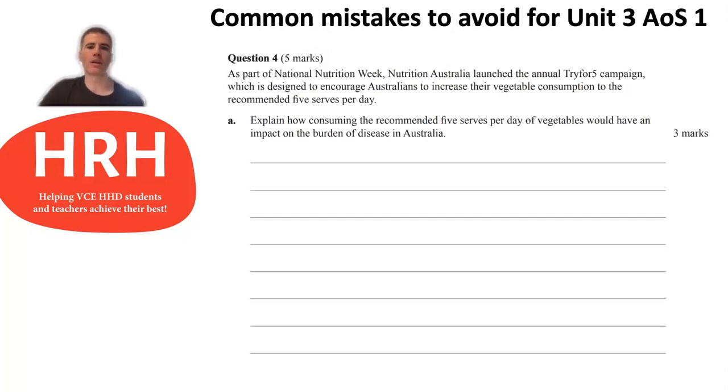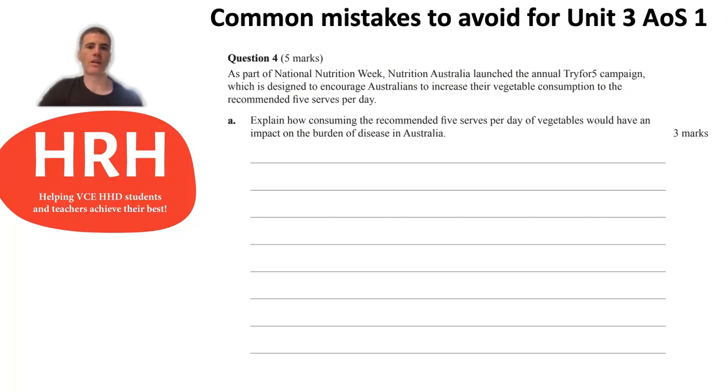So you could say something along the lines of: consuming recommended serves of vegetables means that people are likely to have a high intake of fiber. Then you might say fiber adds bulk to feces and helps to move food through the digestive system, which can help to reduce the risk of dying prematurely, so YLL, to colorectal cancer, which could help to reduce the burden of disease.